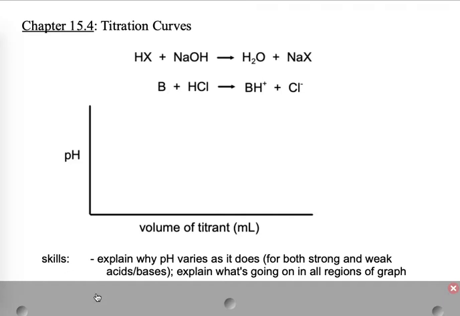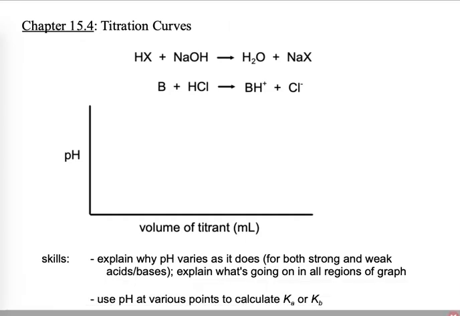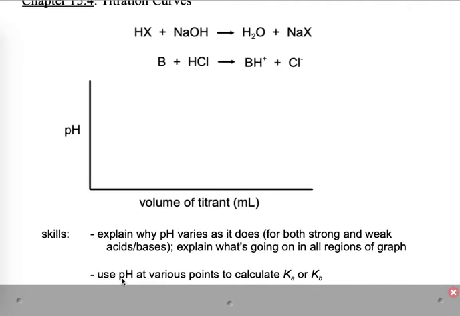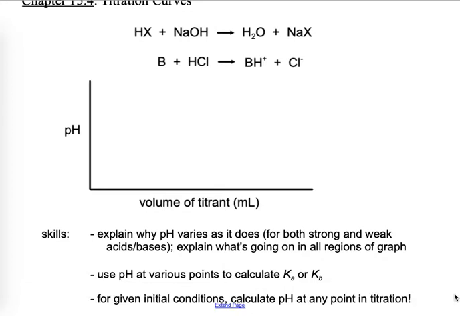Number one, for a given titration curve, explain why the pH varies as it does for both types of titrations, and explain exactly what's going on in all regions of the graph. Meaning, what are the most important species present at that particular point in the titration, and why is the pH what it is? Second, use the measured pH at various points in the titration to calculate Ka or Kb for the analyte. Finally, for the given initial conditions, meaning volume and concentration of both analyte and titrant, calculate the pH at any point in the titration. So, let's look at some examples.